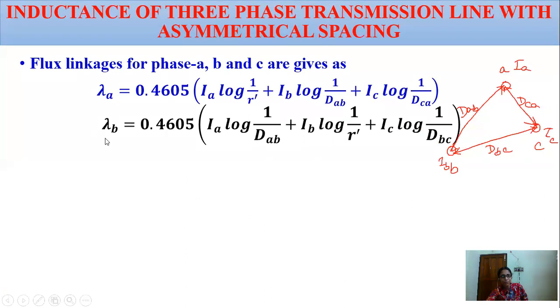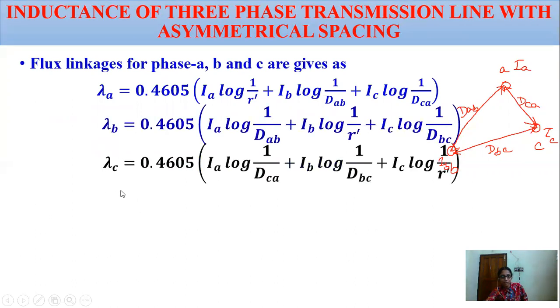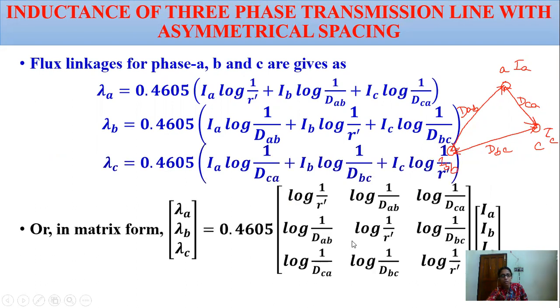For the flux linkage of phase B, it can be written as 0.4605 IA log 1 by DAB plus IB log 1 by R dash plus IC log 1 by DBC. In the same way, the flux linkage for phase C can be written as 0.4605 IA log 1 by DCA plus IB log 1 by DBC plus IC log 1 by R dash. R dash is the fictitious radius of each conductor.